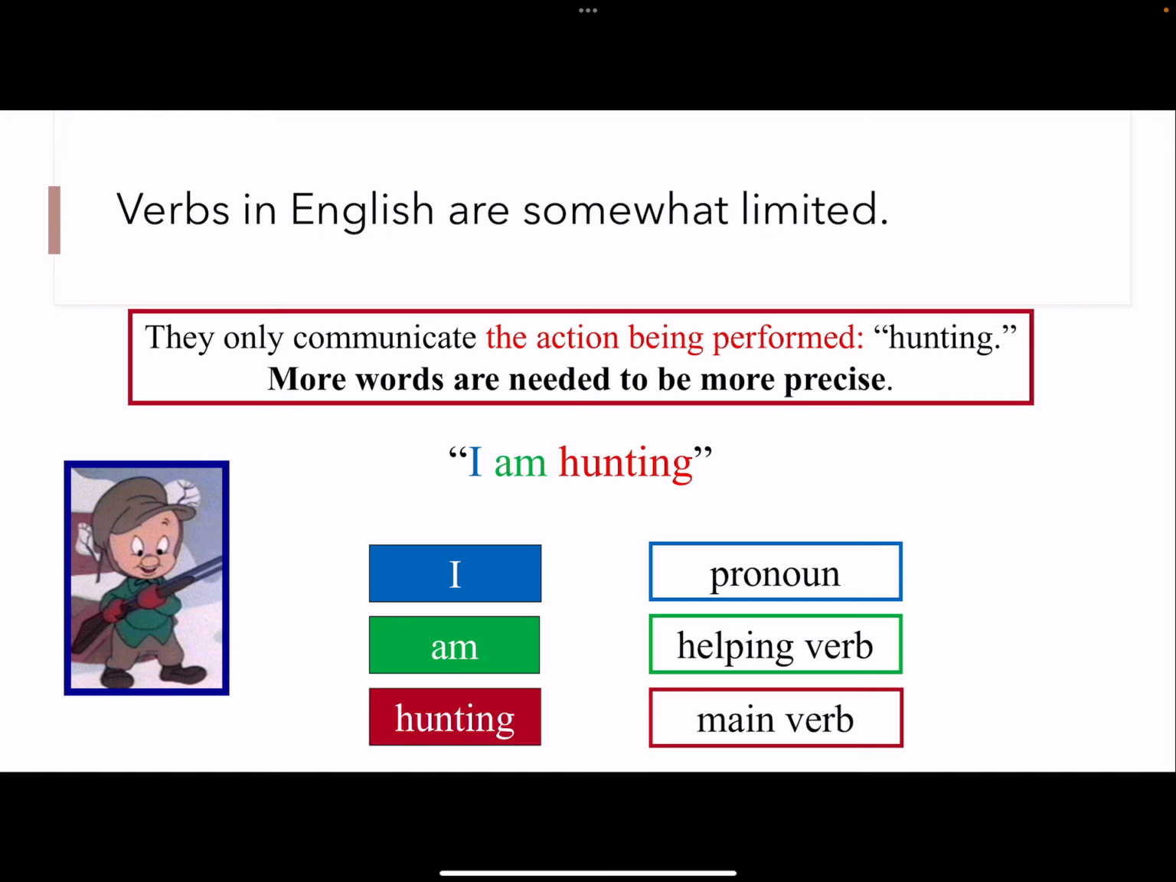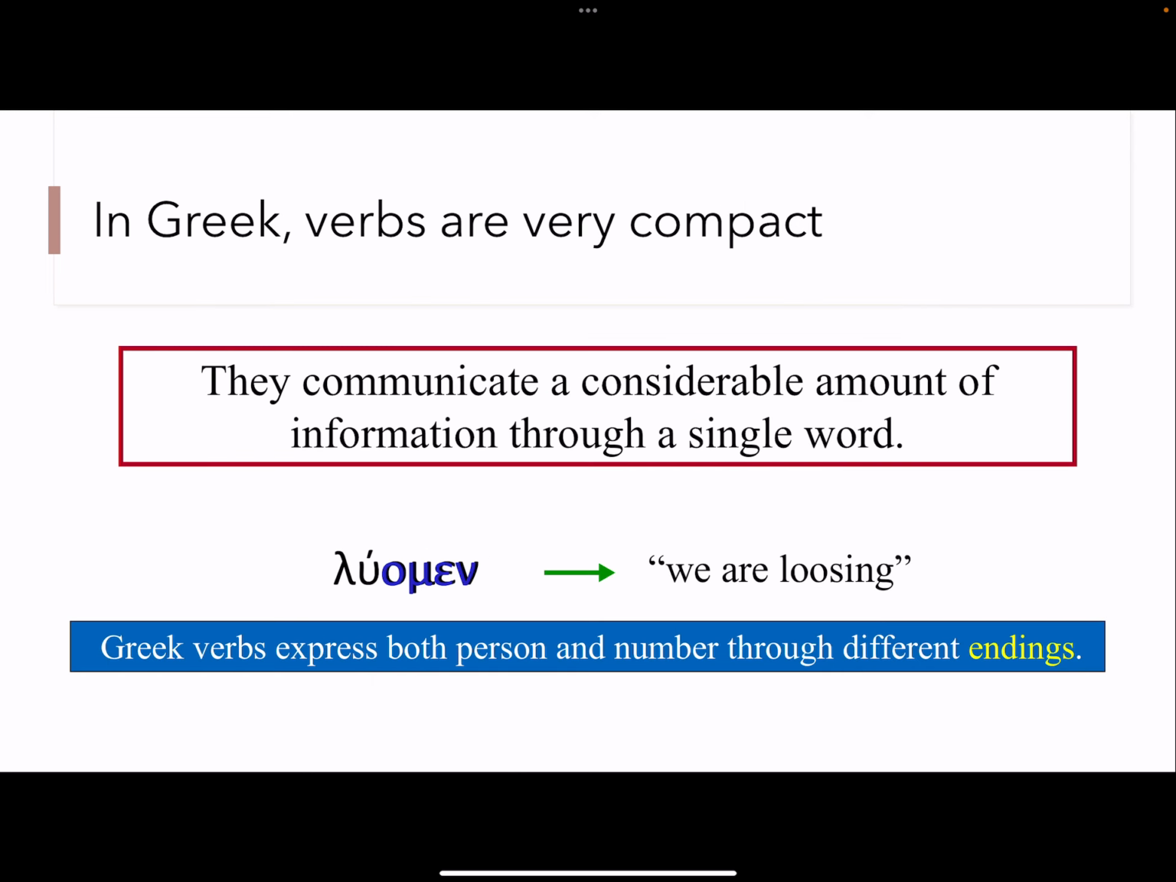In English, when we use a verb like hunting, in order to communicate who is doing the hunting and when the hunting is happening, we require helping words. So for instance, this sentence here: I am hunting. If I was to say, you are hunting, or they are hunting, the verb hunting remains the same, and we need extra words in order for us to know who is doing the hunting. This is not the case with Greek.